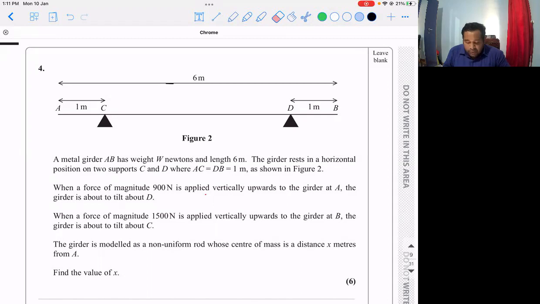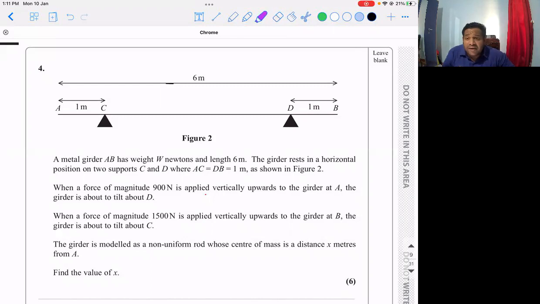So we have a girder, the girder AB, and its weight is also noted as W, and its length is 6 meters. Now, what is our question? When a force of magnitude 900 Newton is applied vertically upwards to the girder at A, the girder is about to tilt about the point D.